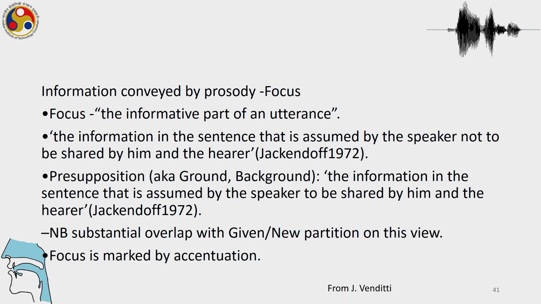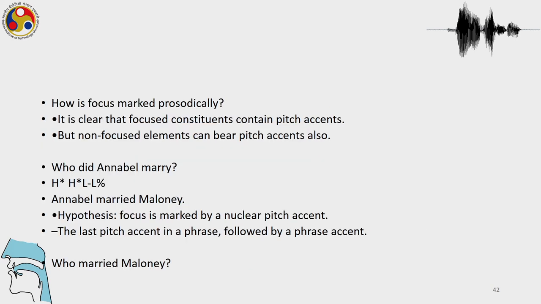Information conveyed by prosody is focus, and focus is something which we saw in the previous slides. The focus is called the information part of an utterance, the information in the sentence that is assumed by the speaker not to be shared by him and the hearer. And presupposition, or background, is the information in the sentence that is assumed by the speaker to be shared by him and the hearer. And there is substantial overlap between given and new information on this view of presupposition. So, when something is assumed by the speaker, then there could be some overlap, but very often in intonation, focus is marked by accentuation. And how is focus marked prosodically?